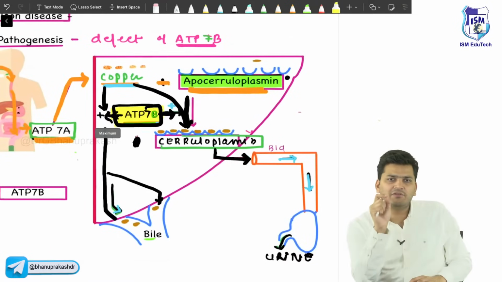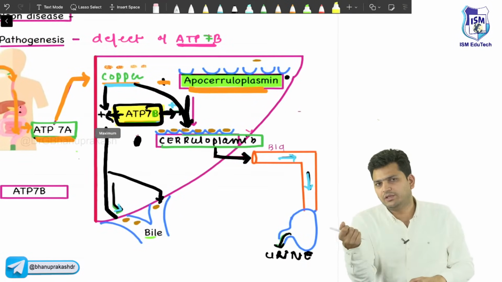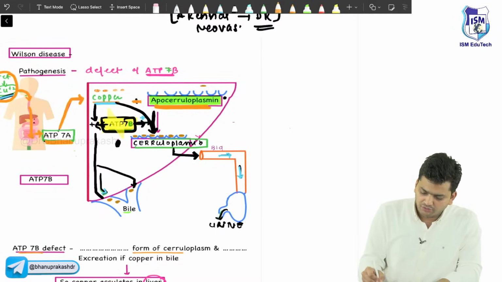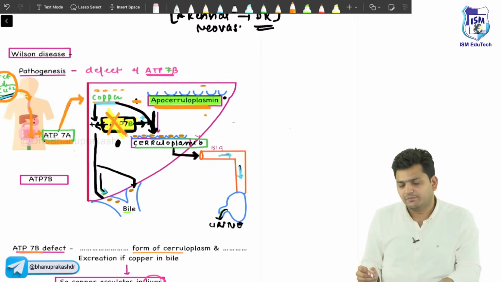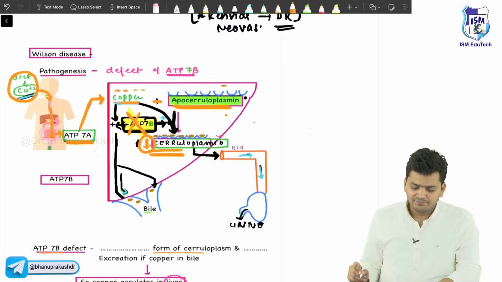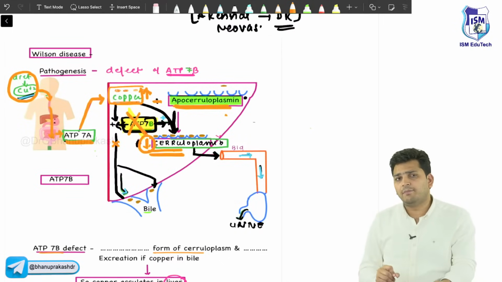So ATP7B is trying to eliminate the copper molecules from the liver. Now just imagine that if this ATP7B is not working, all these processes will not happen. The first thing, the copper will not club with apoceruloplasmin, so ceruloplasmin will not be made. So in Wilson disease, ceruloplasmin will be less. And because the copper is not able to exit from the liver, the copper is going to accumulate in the liver, and that is going to damage the hepatocytes.